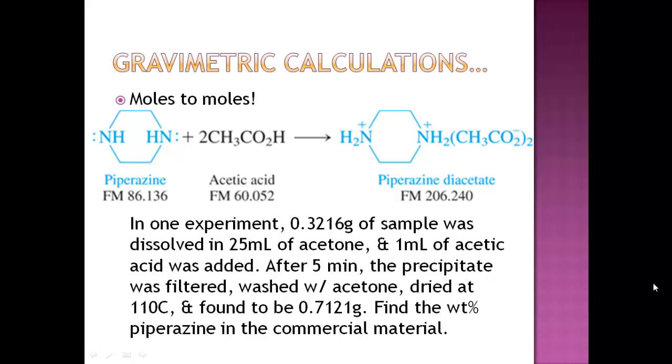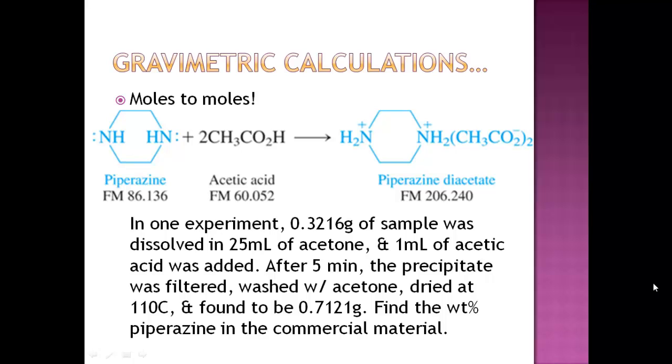All right, so this seems like a lot of fluff that we don't need. Basically, what they want to know is the content of piperazine in that impure commercial material. You can find that out if you know the mass of the actual product, which was found to be 0.7121 grams. And you have the balanced chemical reaction, so all you have to do is go back to piperazine and figure out the grams that the original analyte gave, and then divide it by the actual weight of the sample, which they gave you at the beginning. It's 0.3216. So let's just do it step by step.